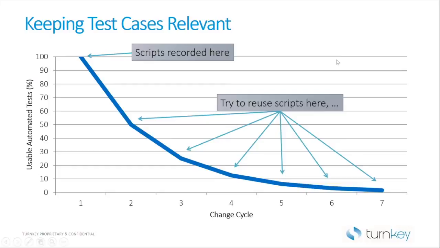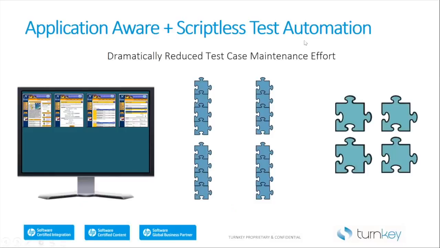DevOps requires QA solutions that are extremely agile, allowing for test cases to be easily and rapidly maintained and adapted to the needs of a new iteration. Turnkey C-Factory is one example of a tool that meets these DevOps requirements by automating the maintenance of automated test cases. In order to overcome rapidly decreasing usability of automated test cases, you need a tool that is truly application aware. This is why the Turnkey C-Factory tool is able to automate the maintenance of automated test cases.